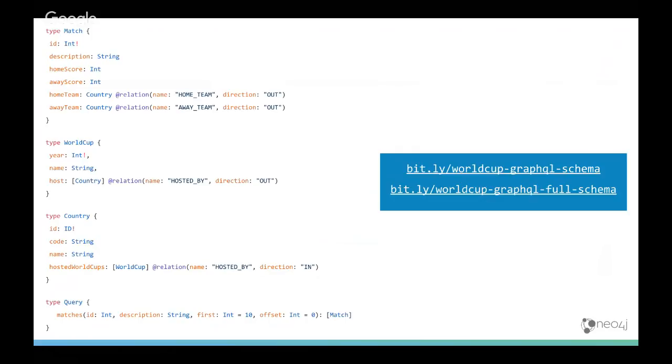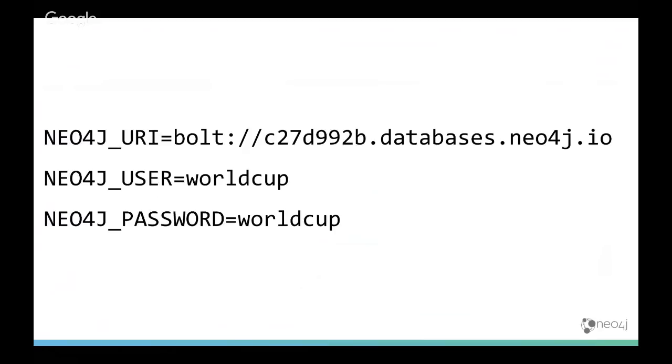So once we've defined that schema, we can then specify our credentials for our Neo4j. So you just have to set 3 things. So we put in the bolt URI for our database. So in this case, it's C27D992B.database.neo4j.io.